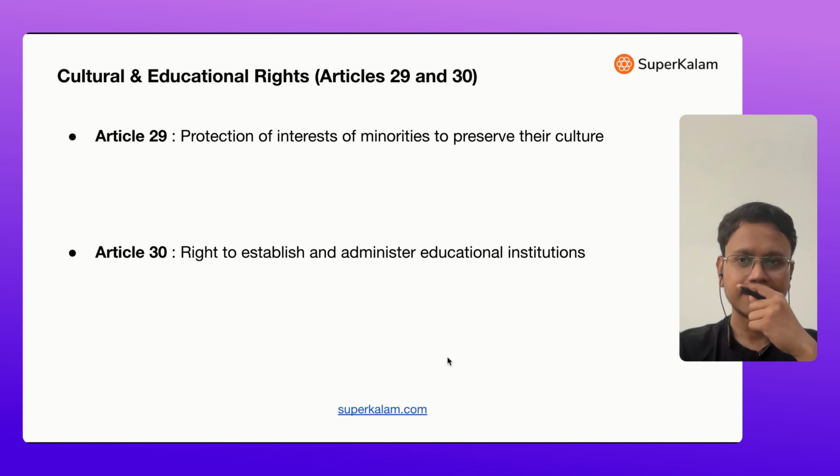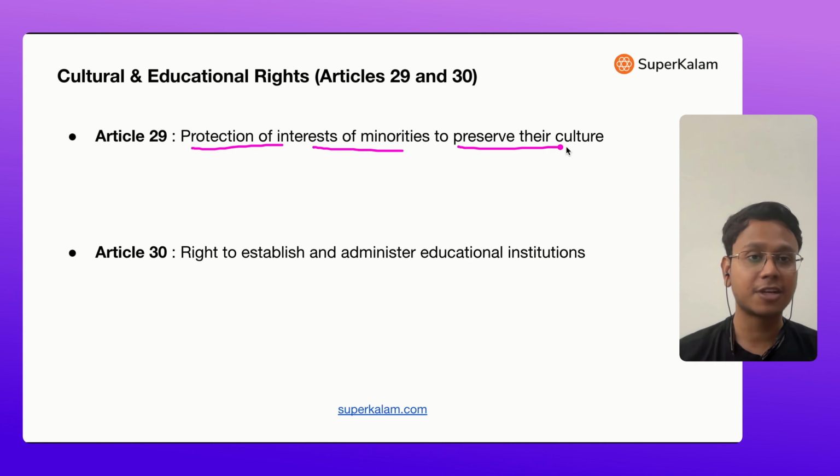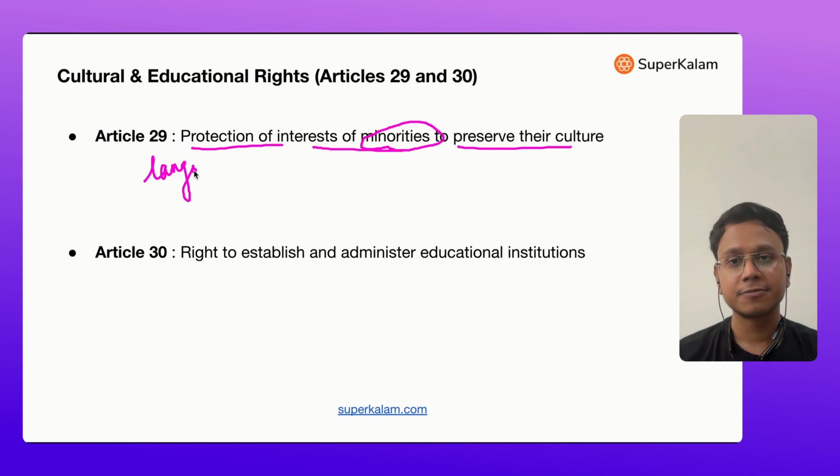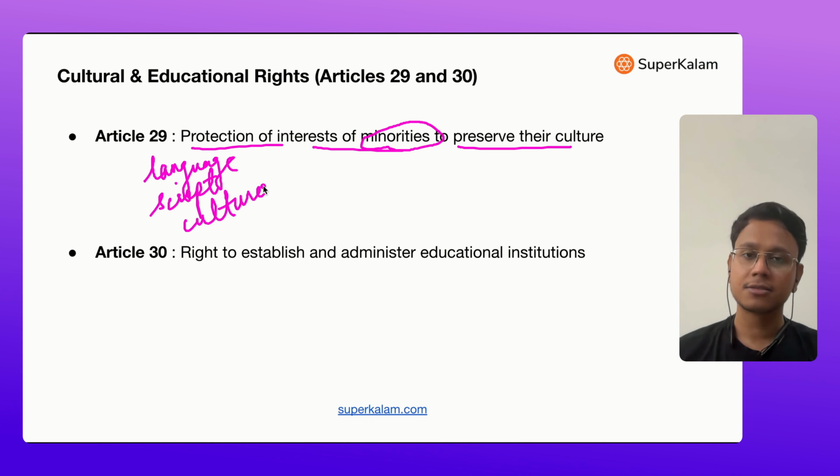Now there is this small section on cultural and educational rights. Articles 29 and 30 talk about it. Article 29 says that everyone has a right to protect the interests of minorities and to preserve culture. Although it's written minorities here, everyone has a right to preserve their culture. What does it cover? It covers language, script, and culture. Minorities as well as non-minorities have a right to preserve their language, script, and culture.